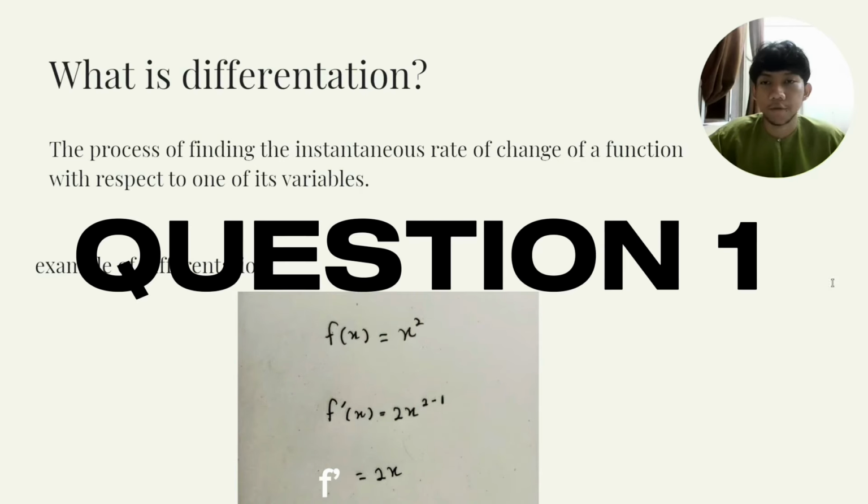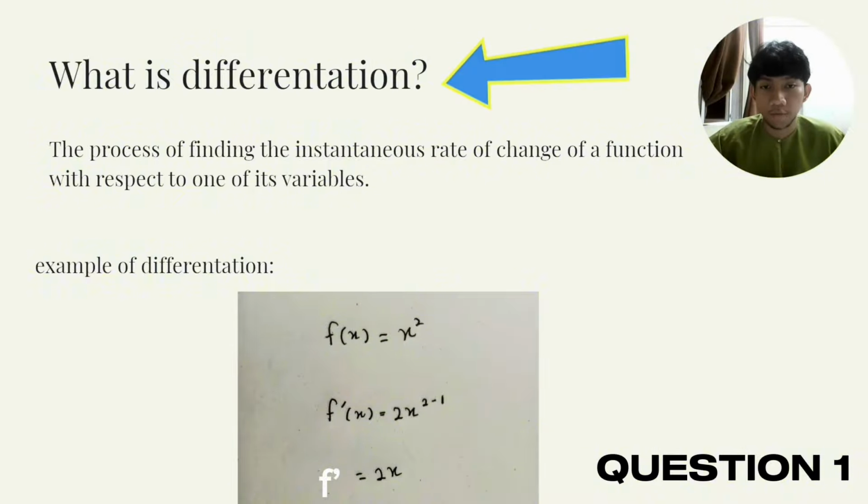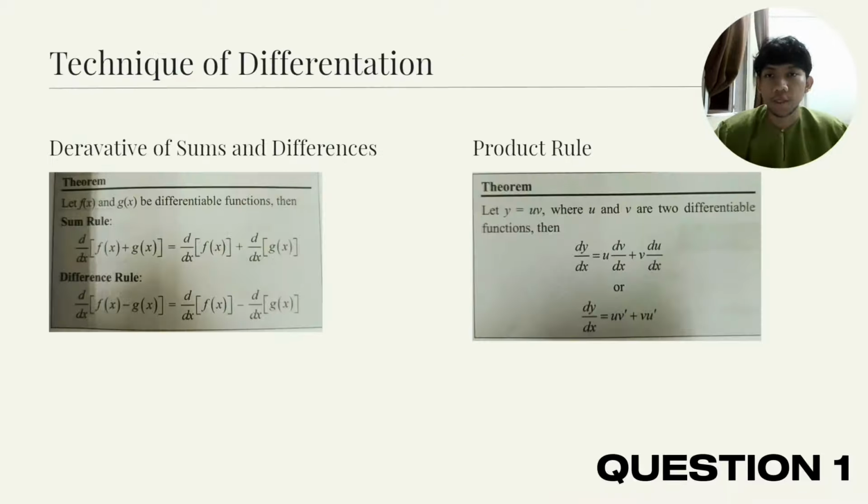So what is differentiation? Differentiation is the process of finding the instantaneous rate of change of a function with respect to one of its variables. So this is an example of differentiation. As you can see, f(x) equals x squared. Then you bring the square to the front, and the square one, you minus with 1, and then you got 2x. So this is the technique of differentiation.